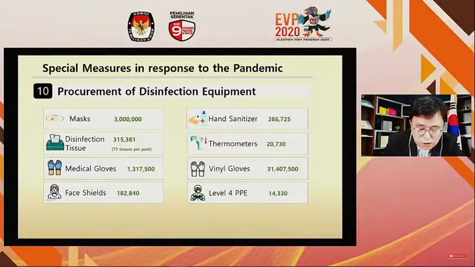One of the key measures to create a safe voting environment is to procure enough disinfection supplies. This is the list of the equipment we procured to manage the election.